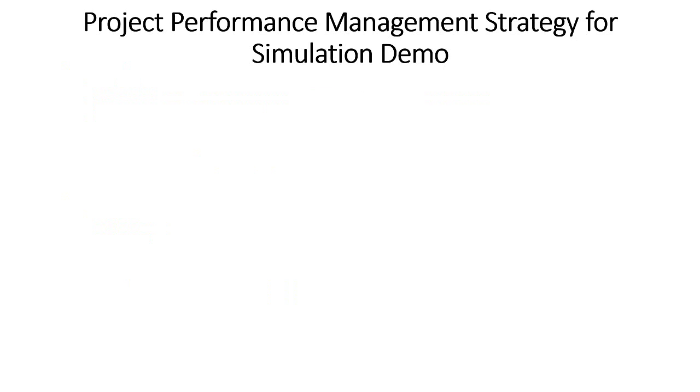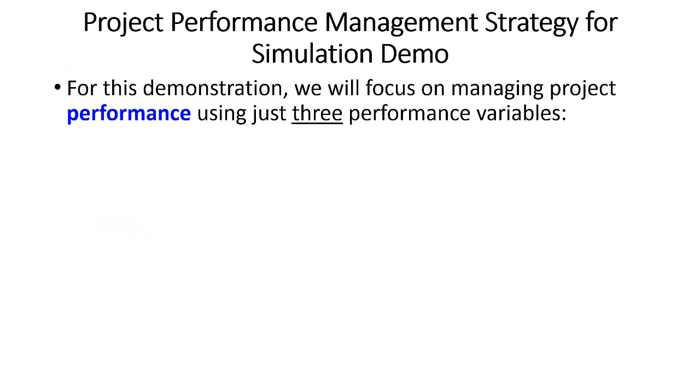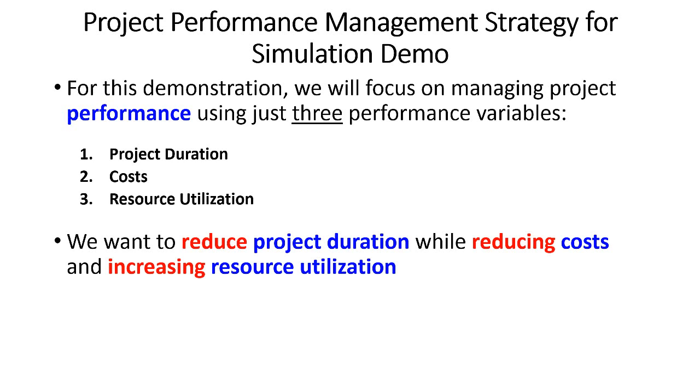So I'm going to present to you a simulation demonstration, and we're going to have a project performance management strategy for this particular simulation demo. We're going to focus on managing project performance by looking at 3 performance variables. We're going to look at the duration of the project, how much it costs to perform the project, and how well we've utilized resources on that project. So our overall objective when we run this project is to reduce its duration while reducing costs and increasing resource utilization.